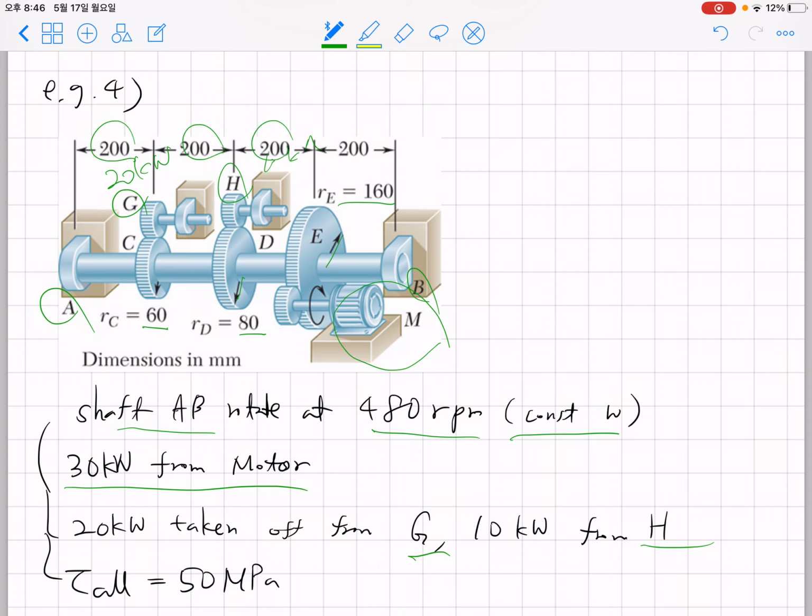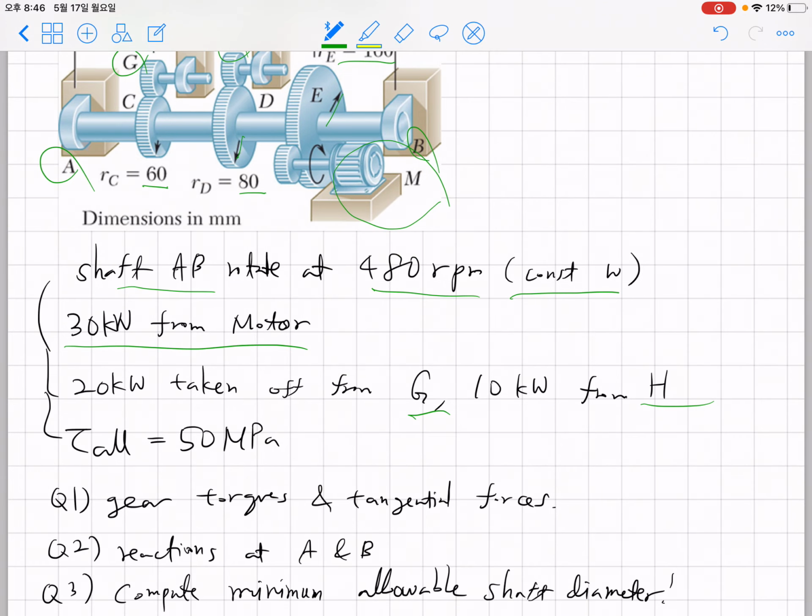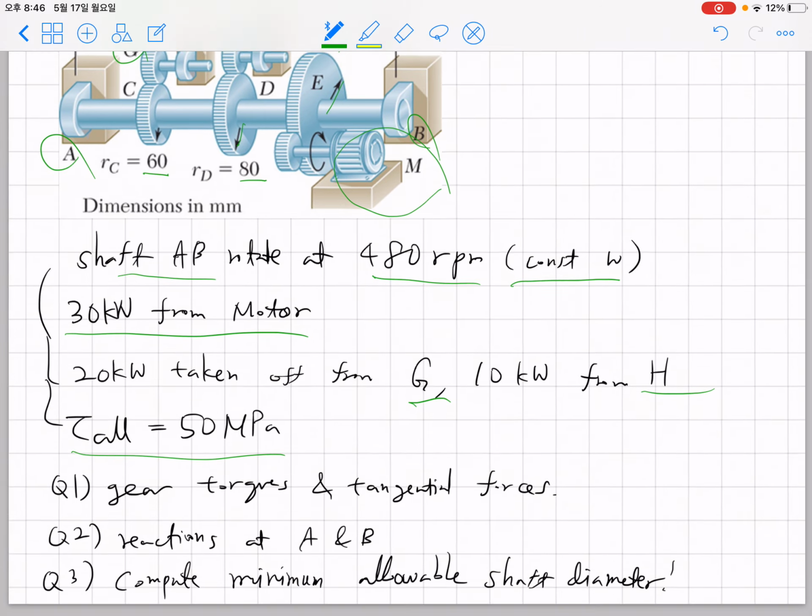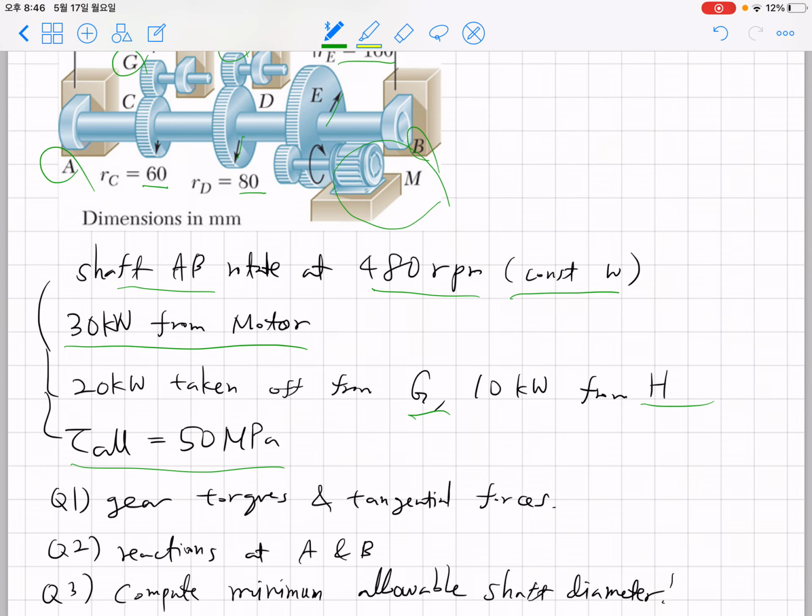The distance between gears is given as 200 millimeter equally, and the allowable shear stress of the shaft is 50 megapascal. So the problem asks us three questions. Question 1: torques and tangential force at gears and reactions at A and B, and compute the minimum allowable shaft diameter. So given this allowable strength, what should be the minimum shaft diameter?